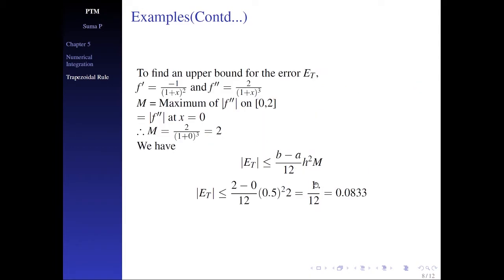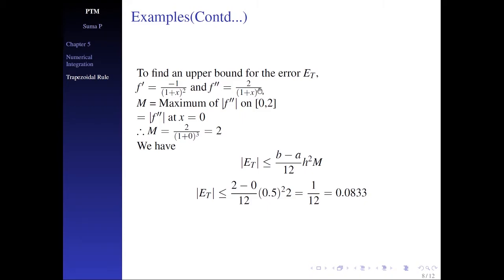Okay. Then now to find that error, here to find the upper bound M. M is the maximum of modulus of f double dash. Now we have the function is 1 by 1 plus x. So first derivative f dash will be minus 1 by 1 plus x whole square. And next, the second derivative, will be again differentiating this. We get 2 by 1 plus x the whole cube. And in this, what will be the maximum?